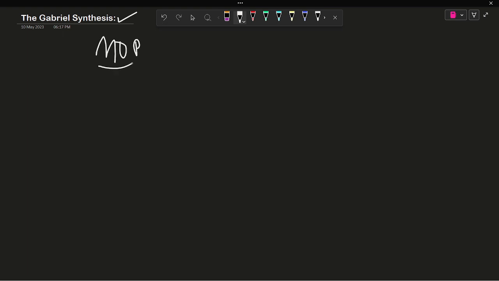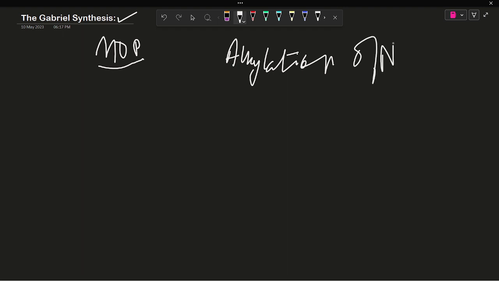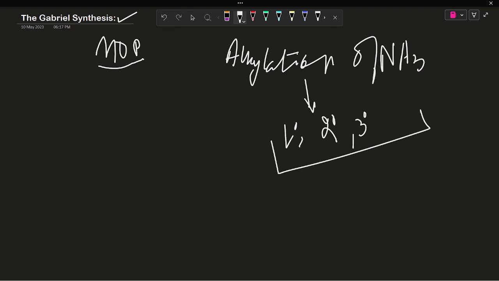And in that we saw that alkylation of ammonia, NH3, yields primary, secondary and tertiary amines. As a result, it was not a preferred method of synthesis of amines. Why? Because we get a mixture of these three and it's very difficult to separate them out from the same mixture.